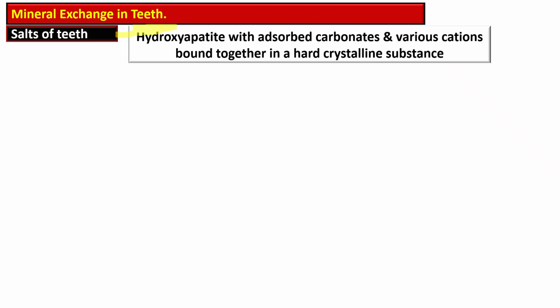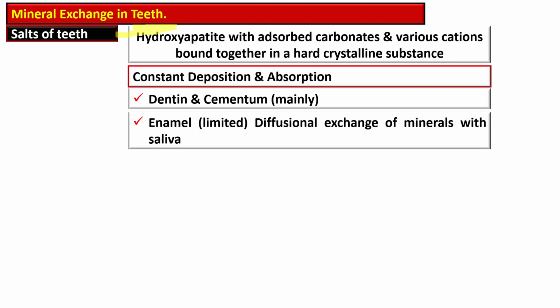So how does the mineral exchange occur in the tooth? What are the minerals? The primary mineral is hydroxyapatite, the composition of the tooth salt. There are additional components such as absorbed carbonate and various cations, and they form a hard crystalline matrix. And there is active deposition and absorption of minerals that occurs similarly to bone metabolism.